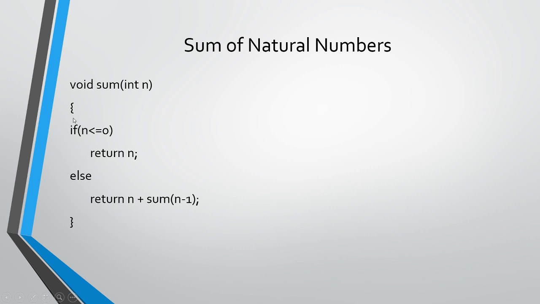Let's see, we have two statements. There is an if statement. In the true case, the program stops. In the false case, the function is called again and again. As the function is calling itself again and again, it can be considered a recursive function.